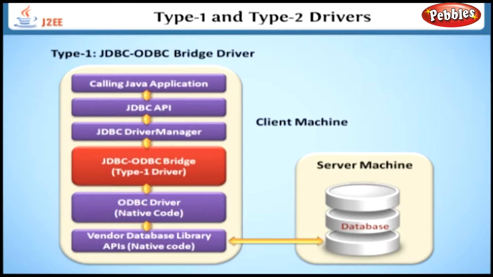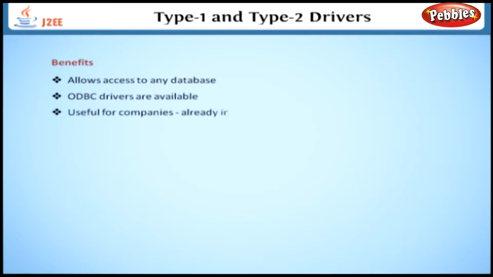Let's look at benefits and drawbacks of the Type 1 driver. Benefits. This type of driver allows access to any database, since the database's ODBC drivers are already available. Type 1 drivers may be useful for the companies that have already installed an ODBC driver on client machines.